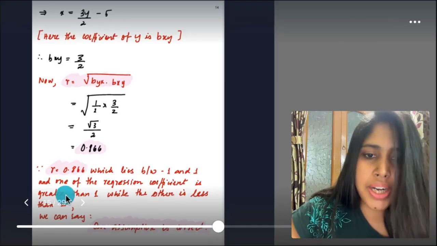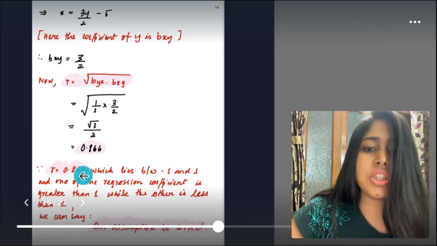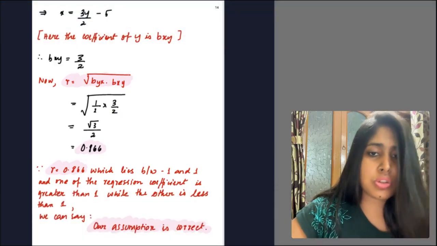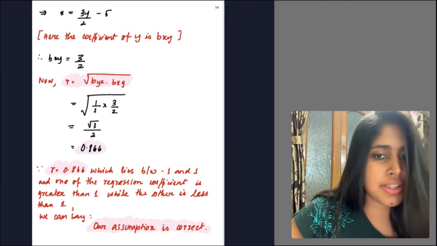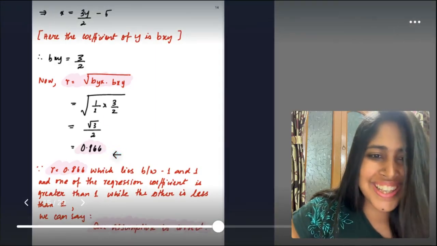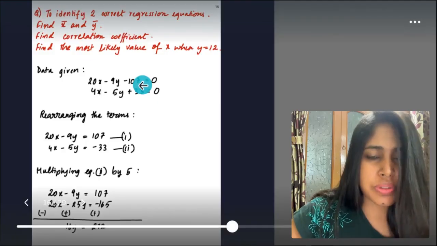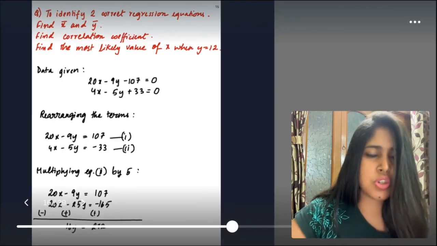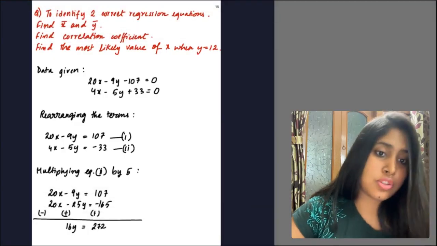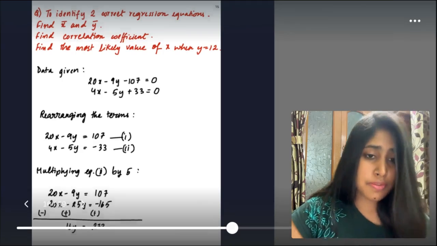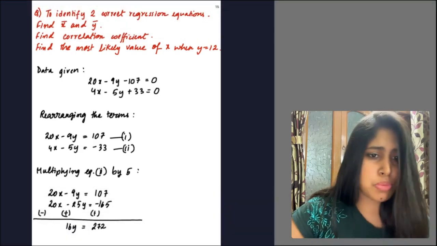Now see, r is equals to 0.866, which lies between minus 1 and 1, and one of the regression coefficients is greater than 1 while the other is less than 1. So we can say that our assumption is absolutely correct. Now coming to the next question. In this question we need to find the two correct regression equations. So that means that we may find it wrong also. Then now we will learn in this question how to deal if we think that this assumption is wrong.